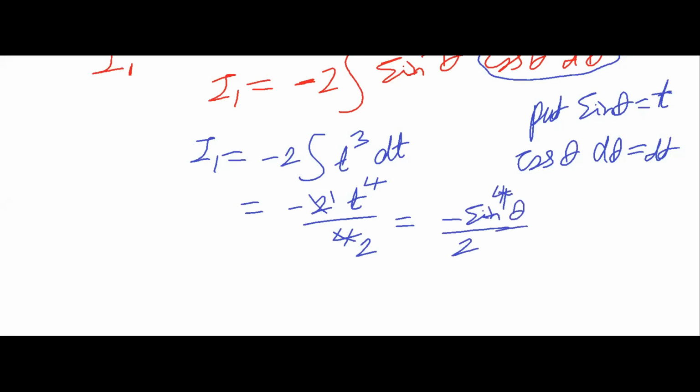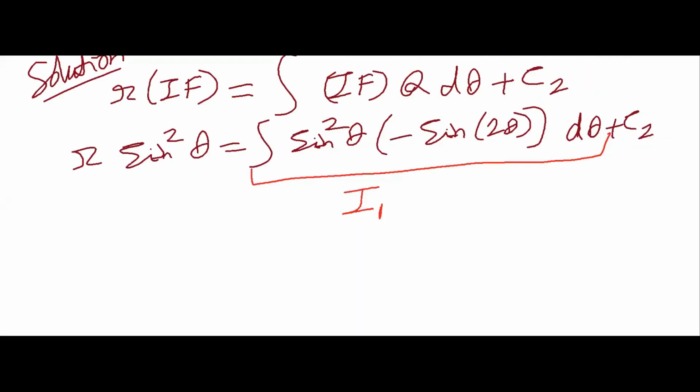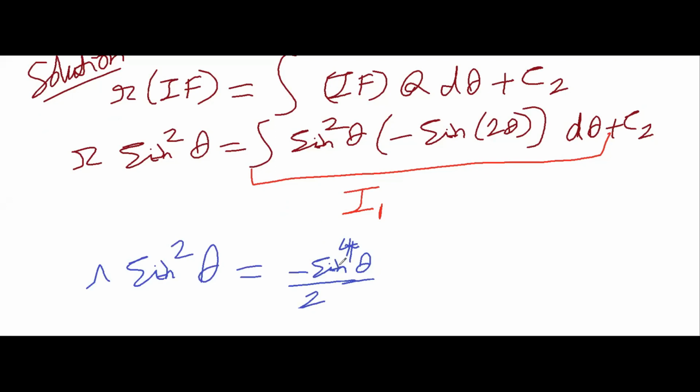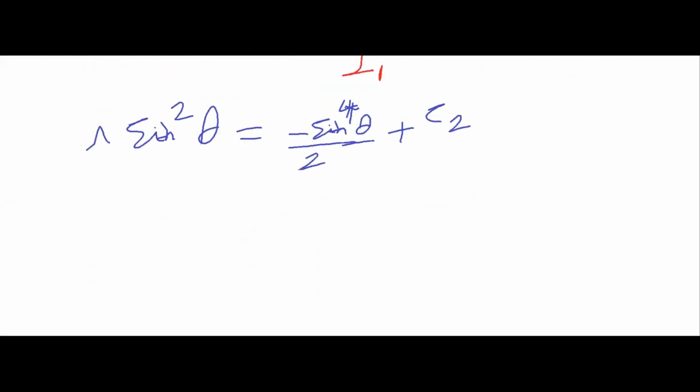So this I am going to replace in my equation. So I have got the I1. That I1 I will replace it here. Okay, so let me replace that I1 here. And then I will write r sine square theta is equal to minus sine to the power of 4 theta upon 2 plus c2. Correct? So you have got the answer now. Now you have to just arrange it.